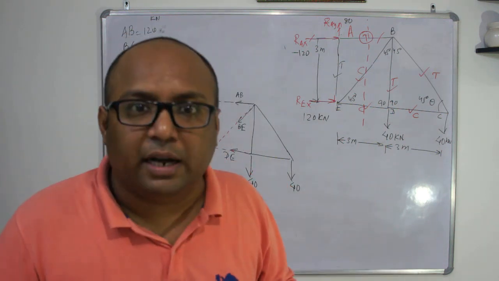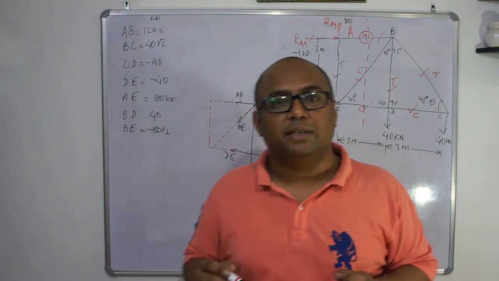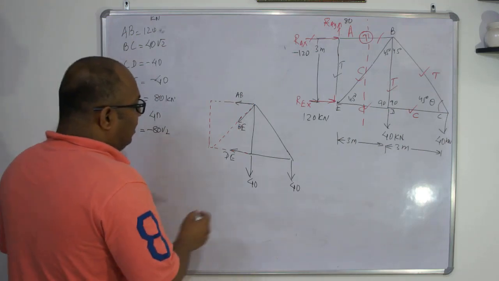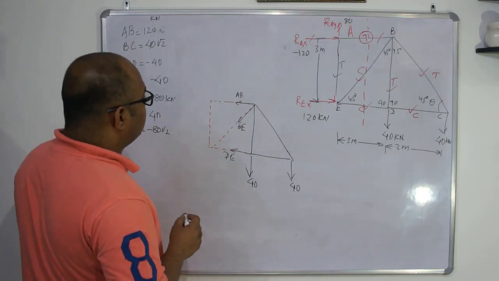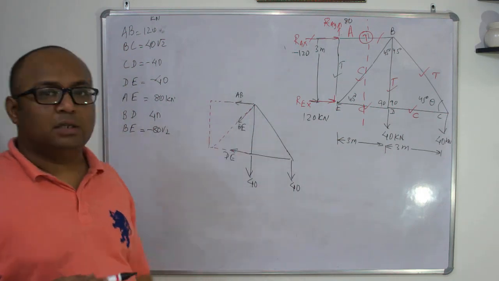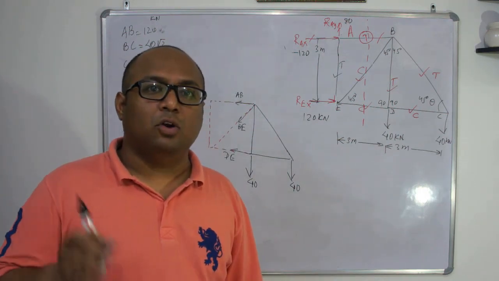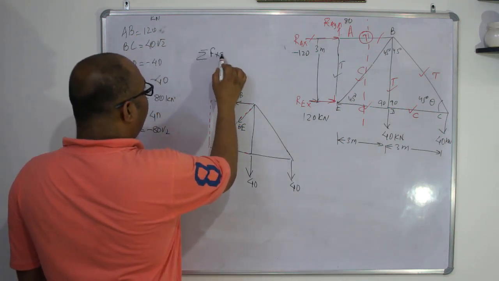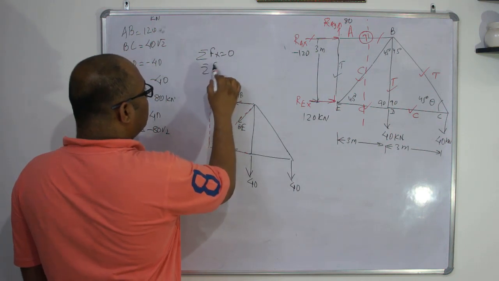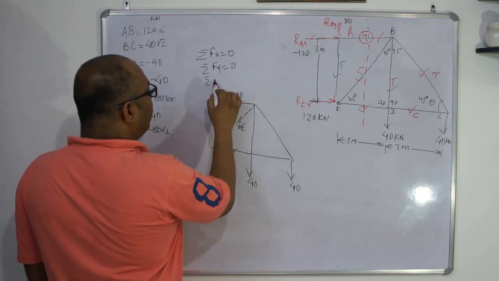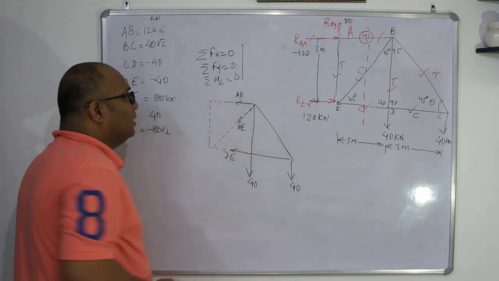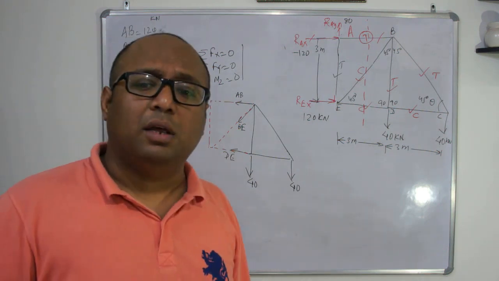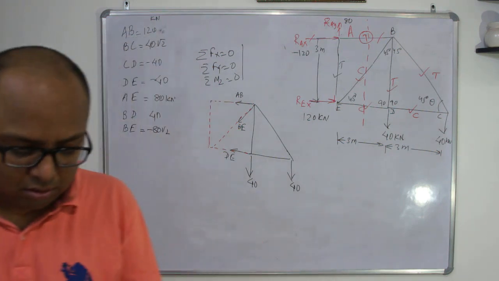So if your value is negative, what does it mean? It simply means that the member is in compression. So what next? What type of force system is this? This is a coplanar non-concurrent force system, and therefore we have three equations of equilibrium: sum of all forces equals 0 along the x-axis, sum of all forces along the y-axis, and sum of all moments about the z-axis. But I will also illustrate whether you need only these three equations. So we have to think about it.